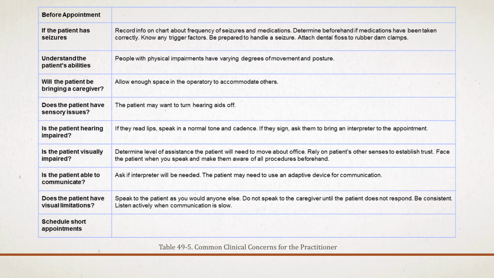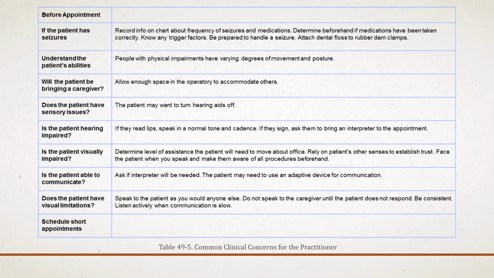Does the patient have sensory issues? Does loud noise bother them? Does light bother them? You may want to turn the patient's hearing aids off, or if light bothers them, you may want to slightly dim the room. Is the patient hearing impaired? If they read lips, speak in a normal tone and cadence and face them. And don't wear a mask. Use a face shield if necessary. But if they sign, ask them to bring an interpreter to the appointment, unless you know sign language.